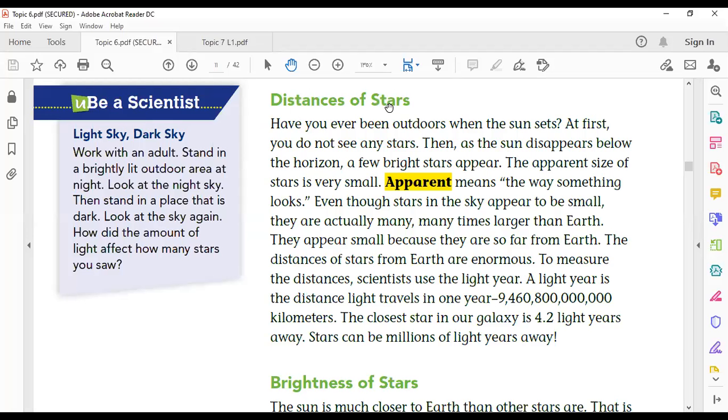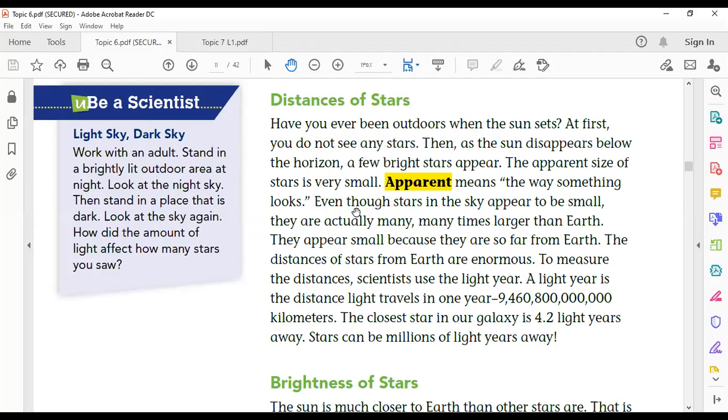The distances of stars are very important in determining their brightness. If the star is very far, it becomes less bright. If the star is close to Earth, its brightness increases.